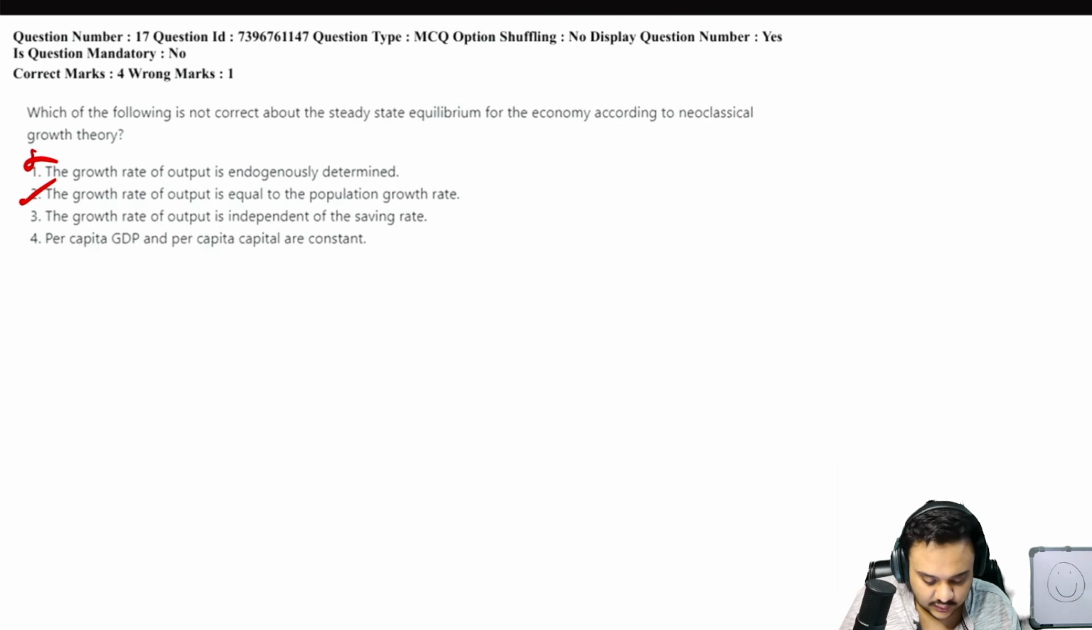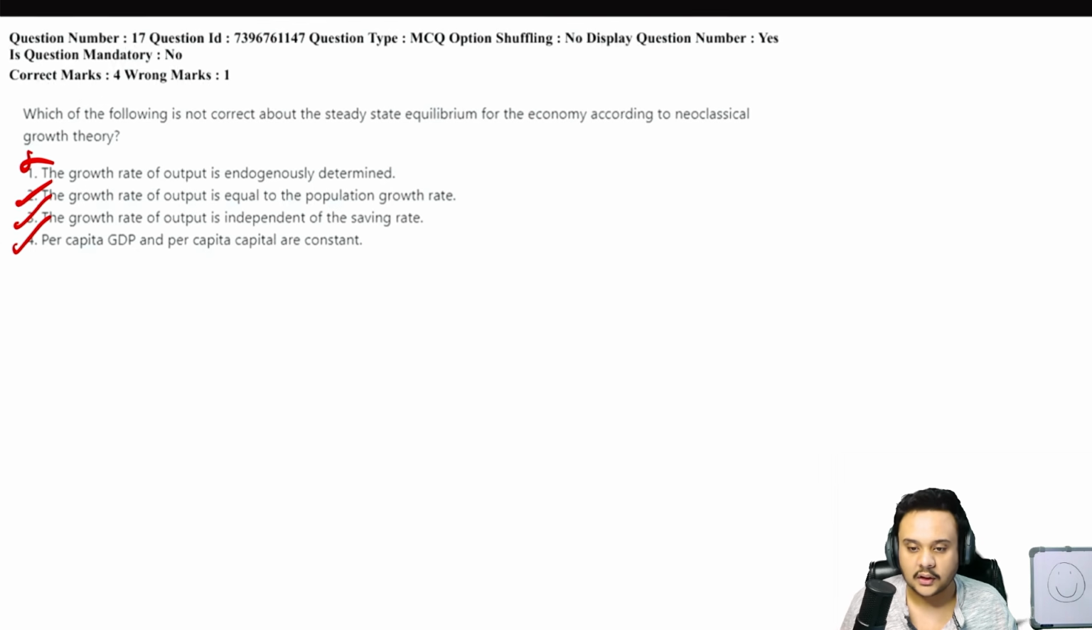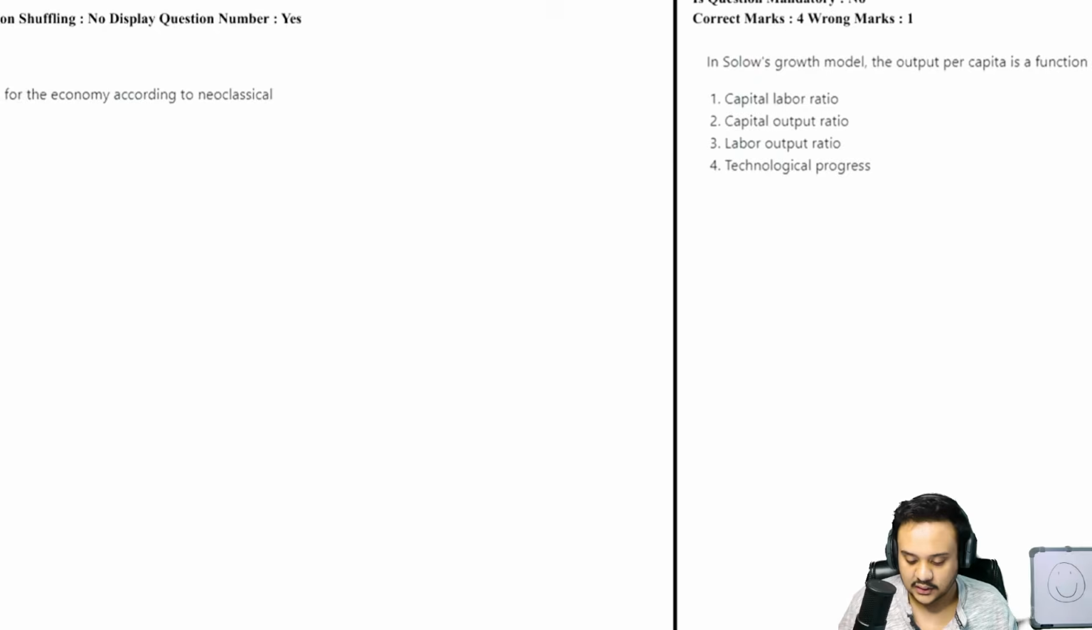Then, growth rate of output is independent, yes, it is not dependent on the savings rate. Per capita GDP and per capita capital are constant, yes. So these are basically assumptions and results of the Solow steady state equilibrium. Either you can memorize these, or you can understand these numerically. It depends on you and what you prefer. We have included all of those in the notes as well. So let us move on.